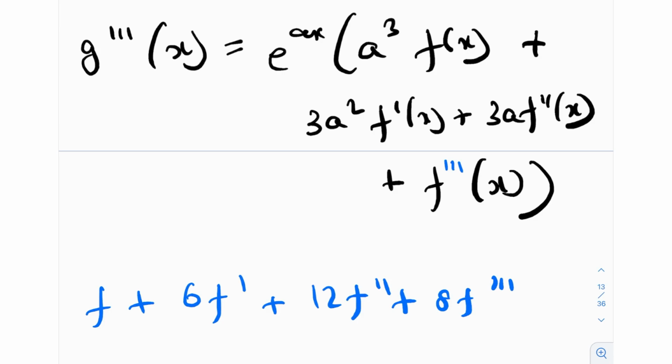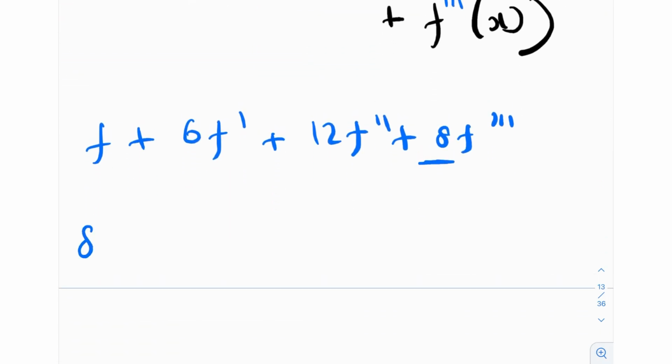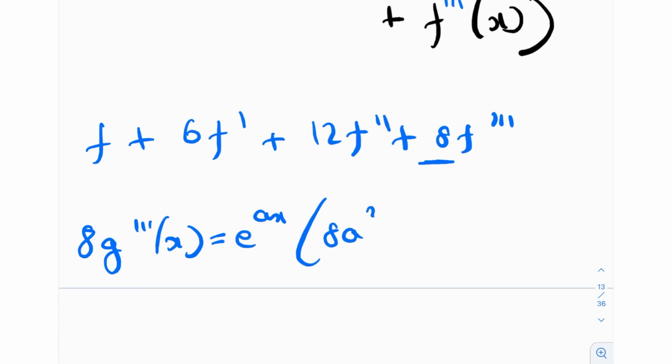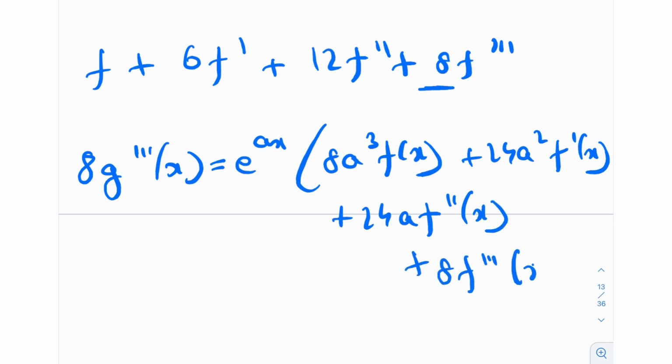Okay, great. So you see we have this f triple prime on the right hand side, but we need 8 over here. So maybe let's just multiply both sides by 8. And once I multiply both sides by 8, I'll get something like this. 8g triple prime x equal to e raised to power ax, 8a cube f of x plus 24a square f prime x plus 24a f double prime x plus 8f triple prime x.